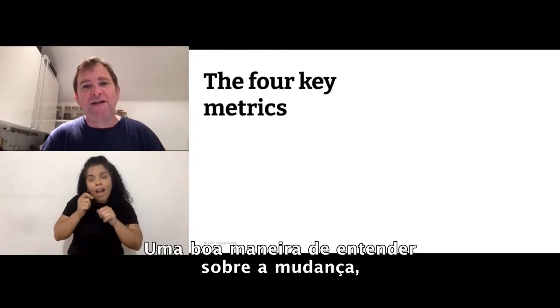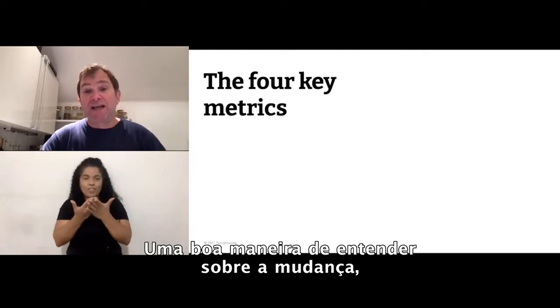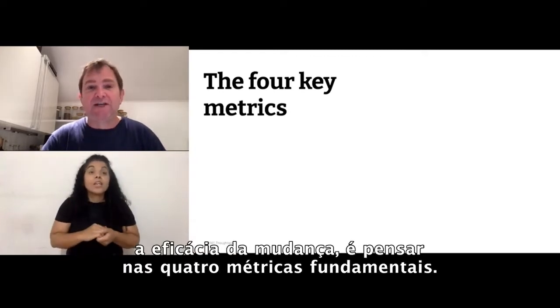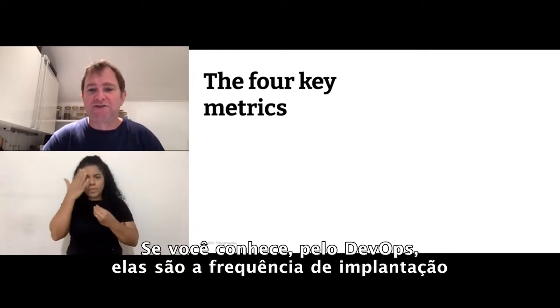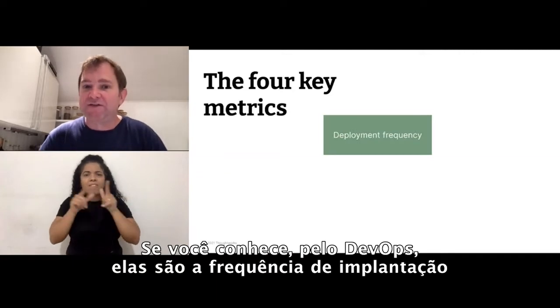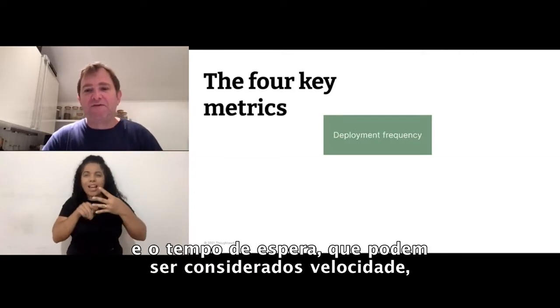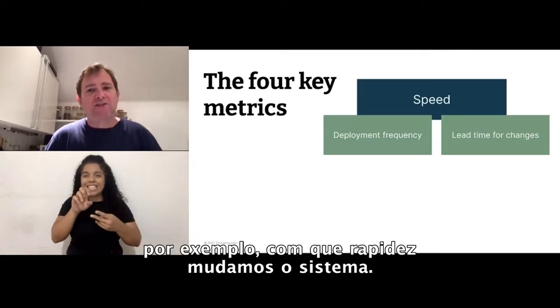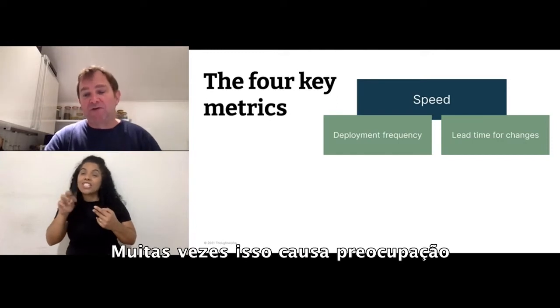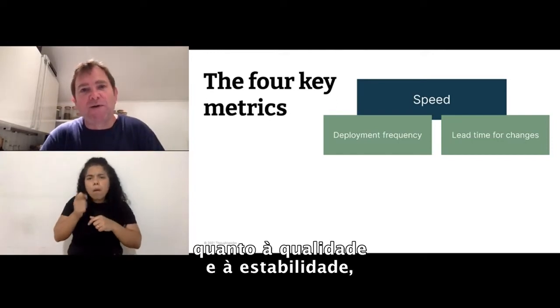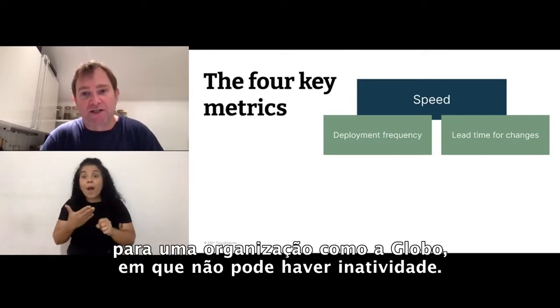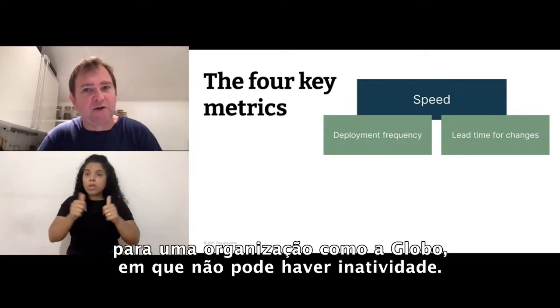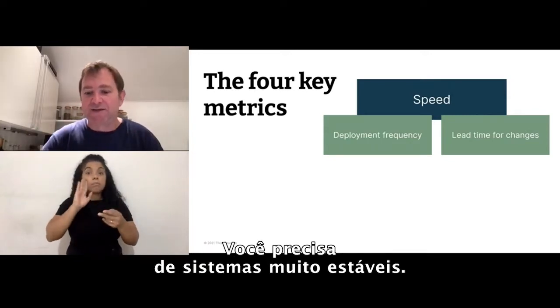A good way to understand your effectiveness at making changes is to think about the four key metrics. If you're familiar with these from the State of DevOps report, these are deployment frequency and lead time for changes, which together could be thought of as speed: how fast are we making changes to the system? Often that raises concerns about quality and stability, particularly for an organization like Globo. You can't afford to have downtime, you really need very stable systems.